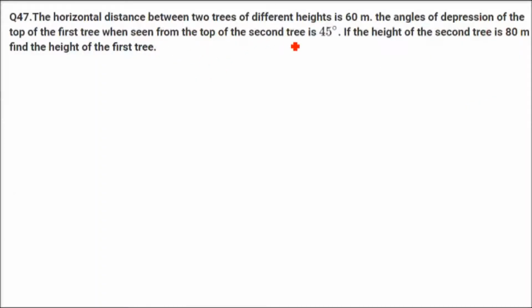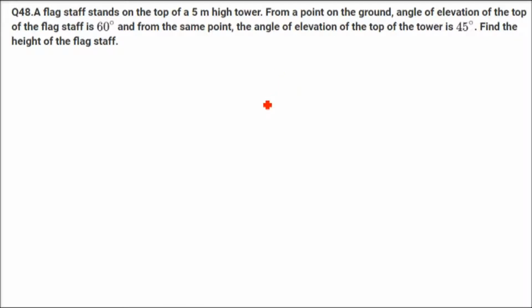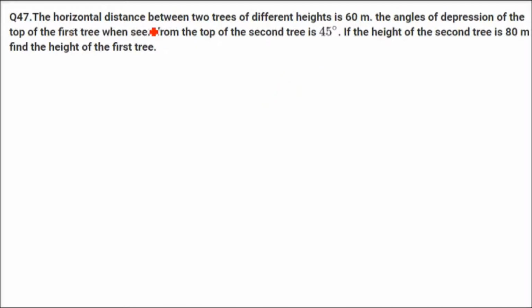The horizontal distance between two trees of different heights is 60 meters. The angle of depression of the top of the first tree when seen from the top of the second tree is 45 degrees. If the height of the second tree is 80 meters, find the height of the first tree. So what we are going to do here is, the horizontal distance between two trees of different heights. Let us take this as the first tree. This is the second tree. And the distance between them is 60.